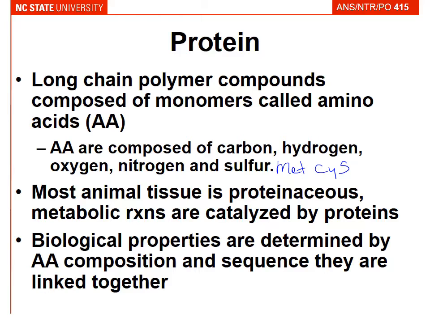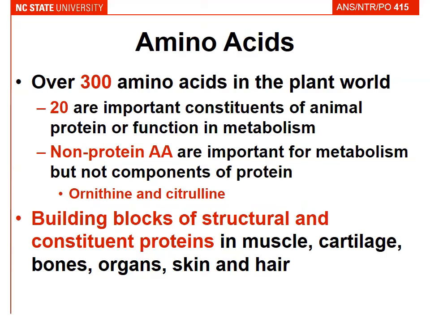All animal tissue, or most animal tissue, is proteinaceous in nature. It's needed for metabolic reactions. All of our enzymes are made up of proteins, and the biological properties of the proteins are determined by the amino acids that make up the protein and how they are sequenced together. So our amino acids are what is making up our protein.